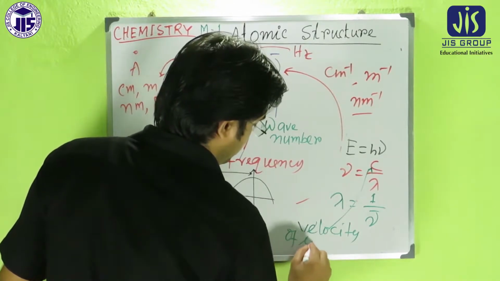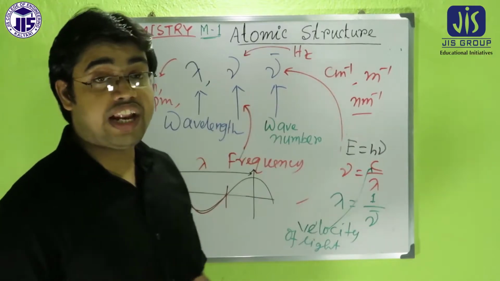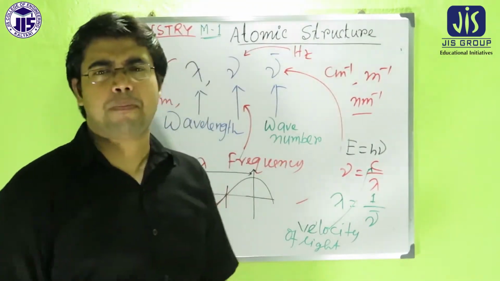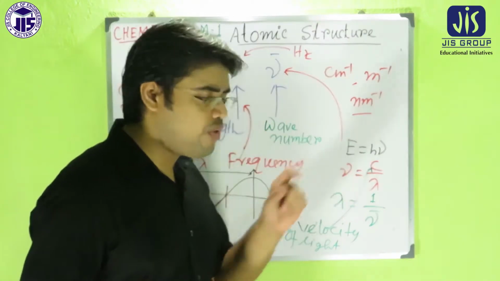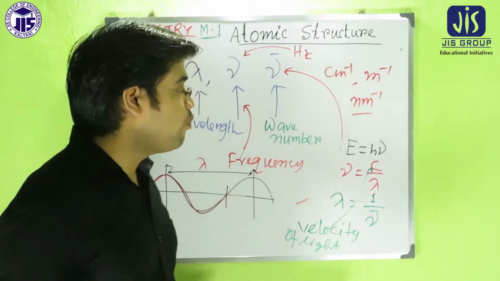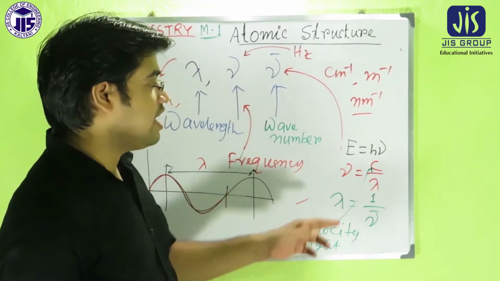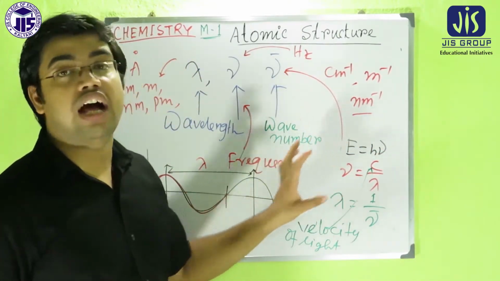Velocity of light. Okay. So by these three equations we can interrelate them with each other. That means if we know any of the parameters, like lambda, frequency, or nu bar, whatever, we can convert one value to another by these three equations. So these three equations are very important to relate each other.